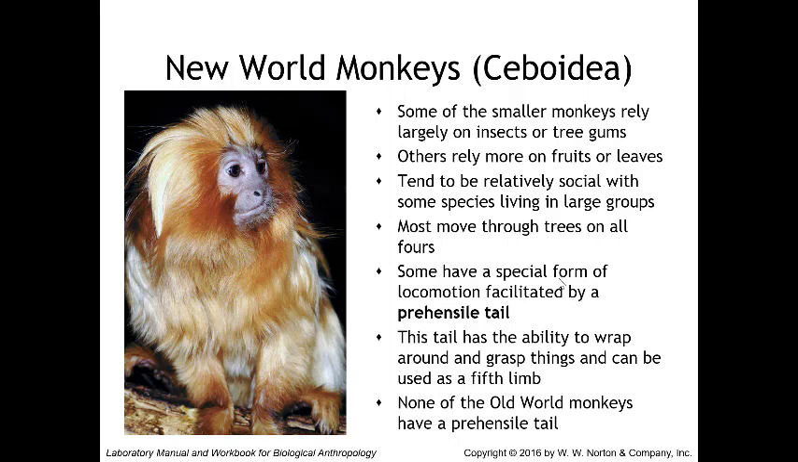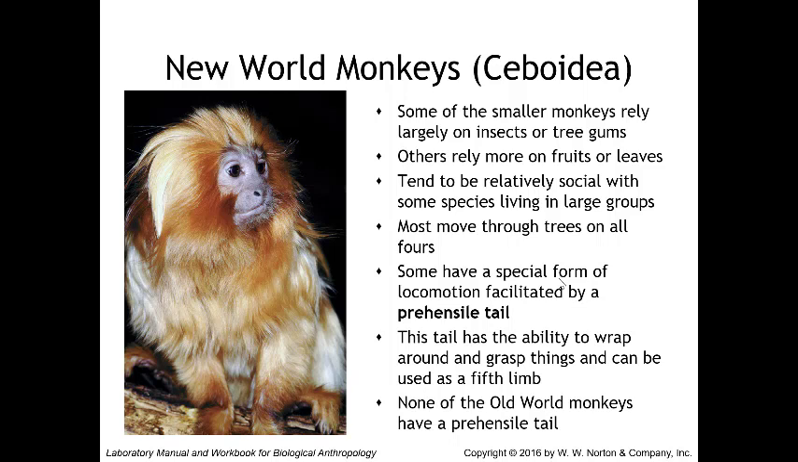They tend to be relatively small, with some species living in large groups. Most will move through trees on all fours. Some have a special form of locomotion facilitated by what we call a prehensile tail. So this is something that is unique, specific to New World monkeys, that prehensile tail. This prehensile tail has the ability to wrap around and grasp things and can be used as a 5th limb. None of the Old World monkeys have a prehensile tail, right?